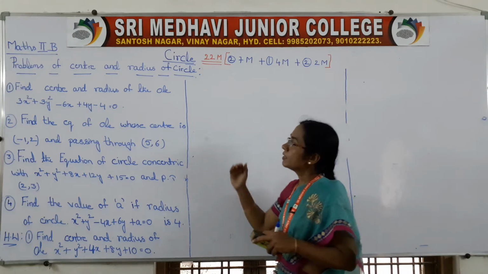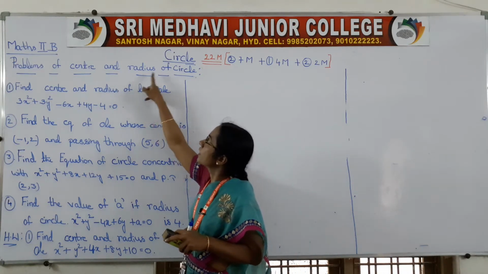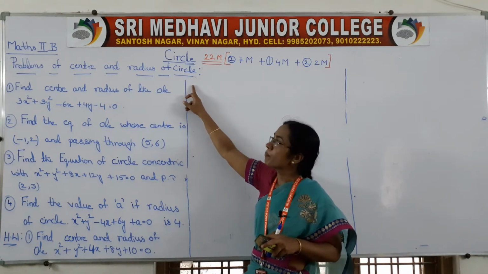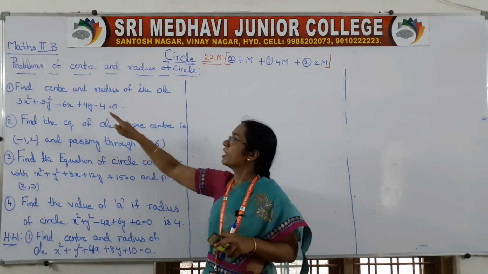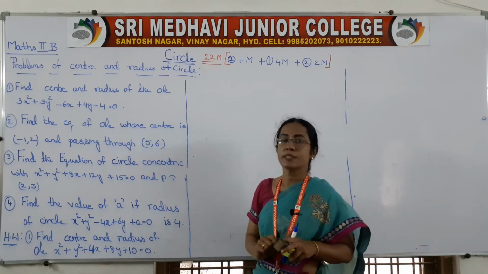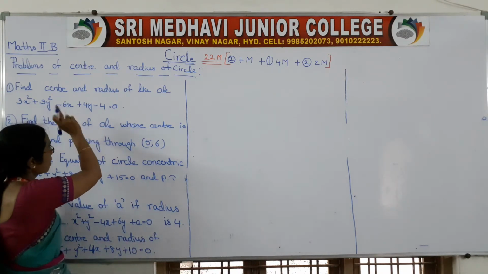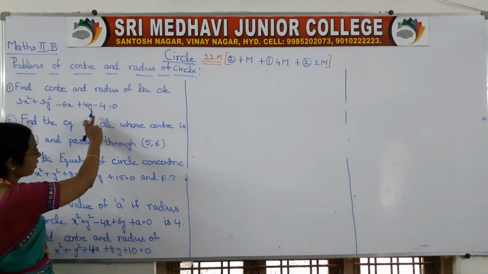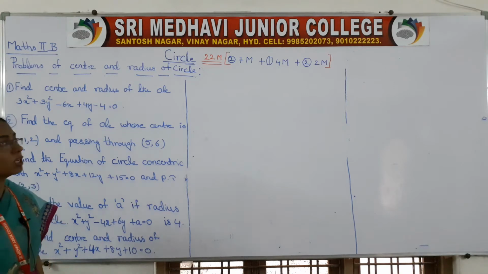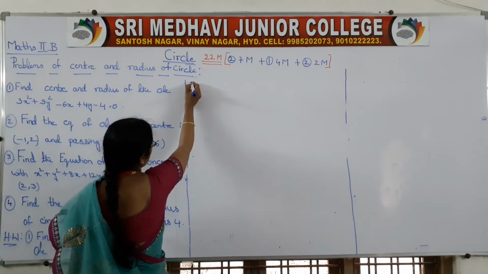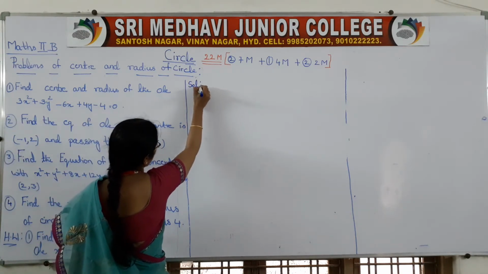So, these are the problems. Problems of center and radius of circle. First problem, find center and radius of circle 3x square plus 3y square minus 6x plus 4y minus 4 is equal to 0. So, first problem we are solving.